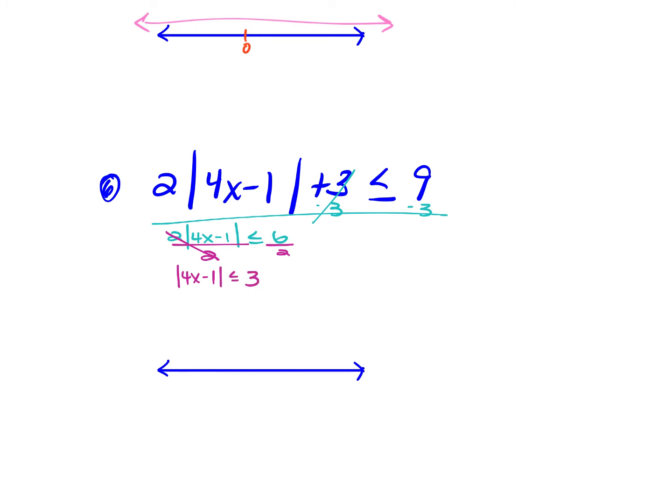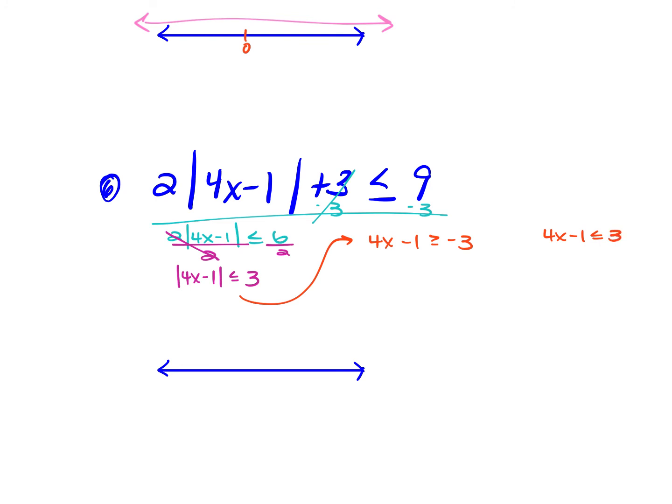It is possible for the absolute value of something to be less than or equal to 3. So separate this into 2 inequalities. You're going to have 4x minus 1 is greater than or equal to negative 3, as well as 4x minus 1 is less than or equal to positive 3.